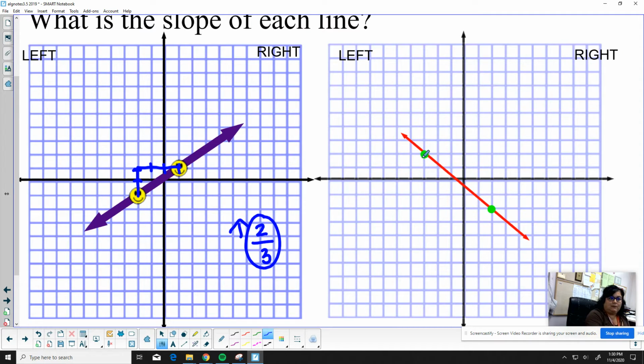And on this one, I'm going from green dot to green dot. So I'm going down. Down is negative. So I'm going down 1, 2, 3, 4. So down means negative. And to the right, 1, 2, 3, 4, 5. So the slope of this line is negative 4/5.